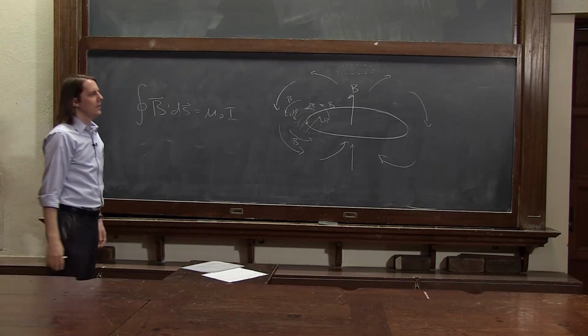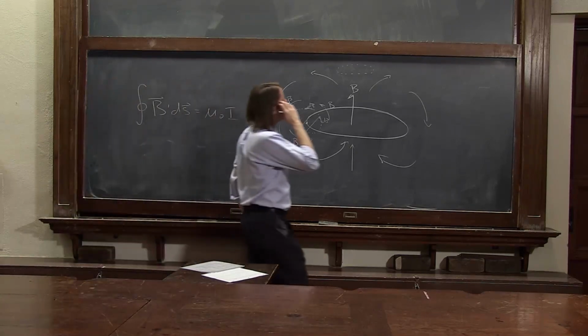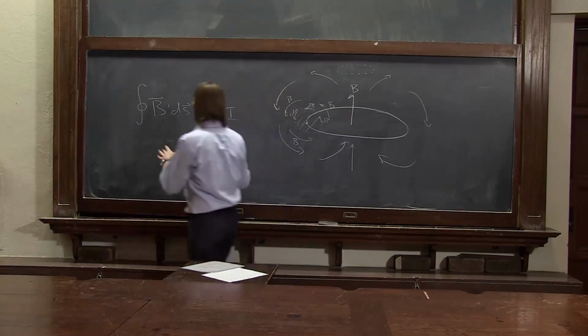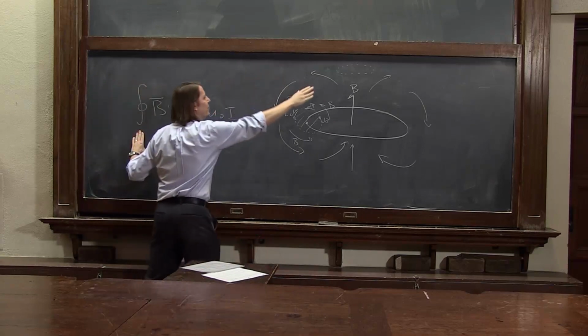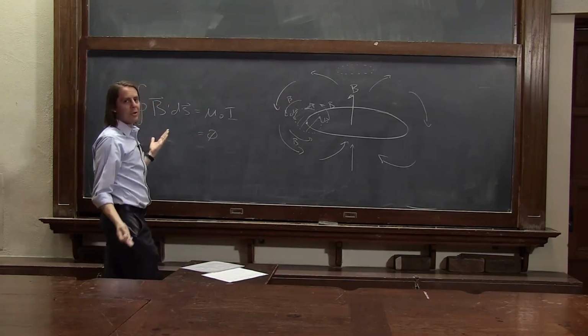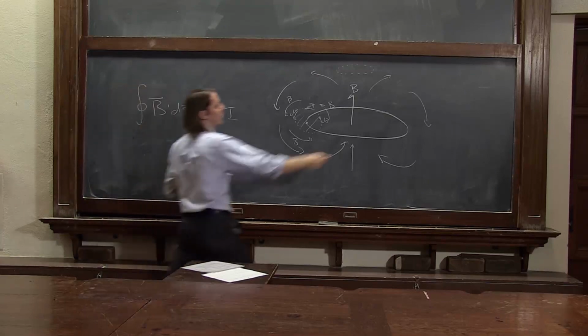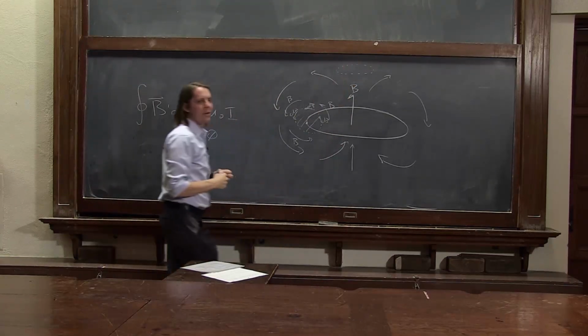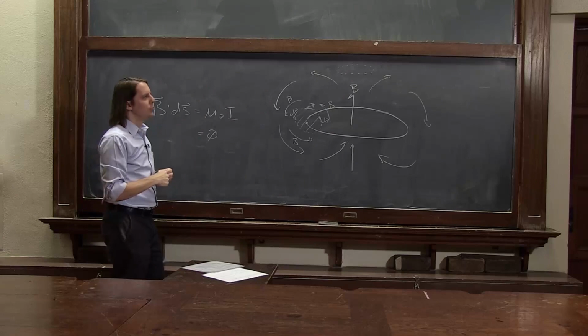What would its situation be? Well, let's look at the other side first. Now for this Amperian loop, the right-hand side is going to be 0 because no current goes through that Amperian loop, right? All the current's down here. The loop's got nothing going through it. So do we get 0?